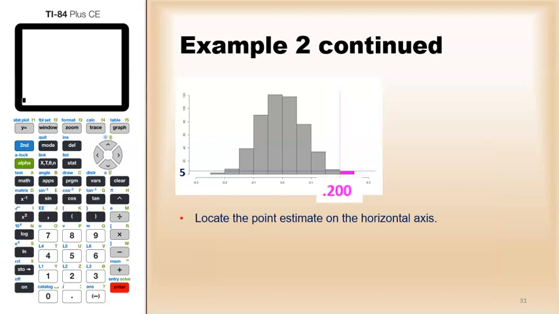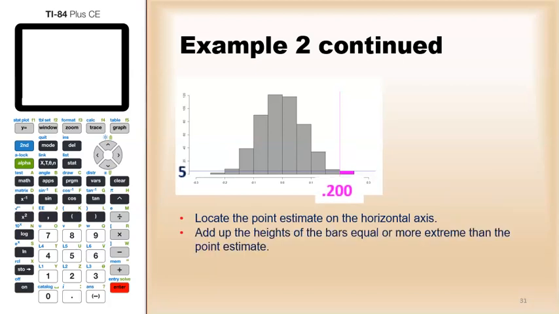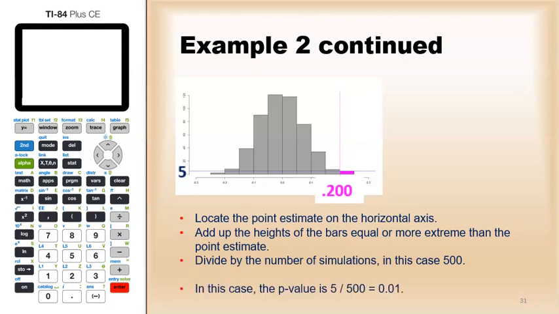So we locate the point estimate along the horizontal axis, add up the heights of the bars equal or more extreme than the point estimate, so that 5 there, and divide by the total number of simulations, in this case 500. So the p-value is going to be 5 out of 500, or 0.01.